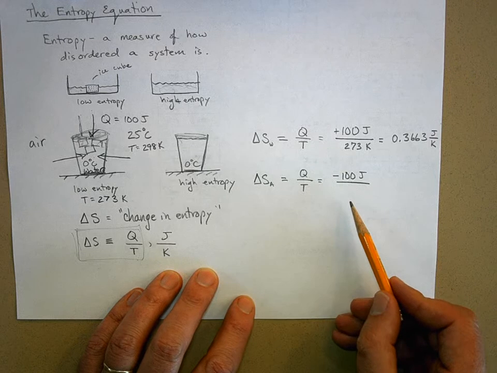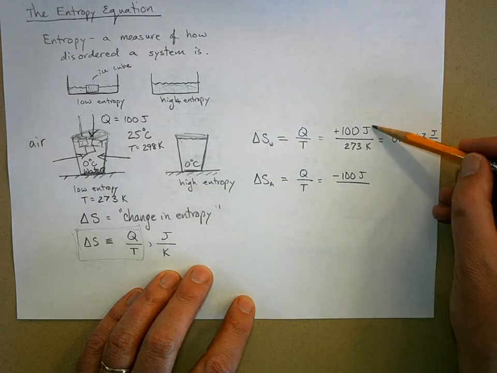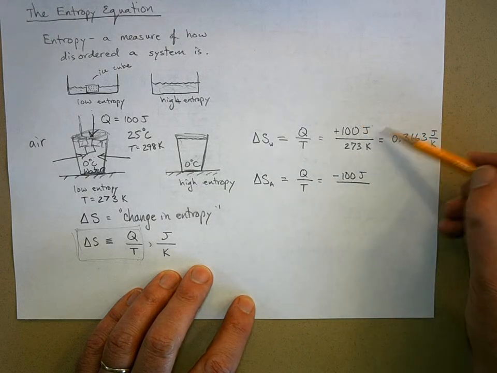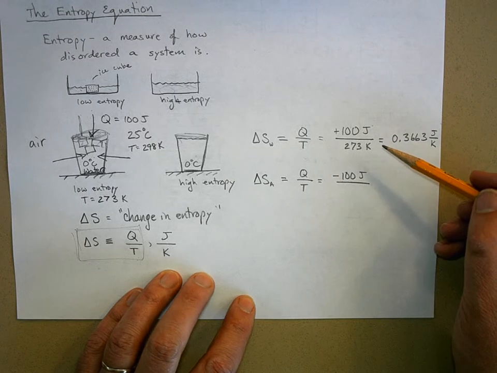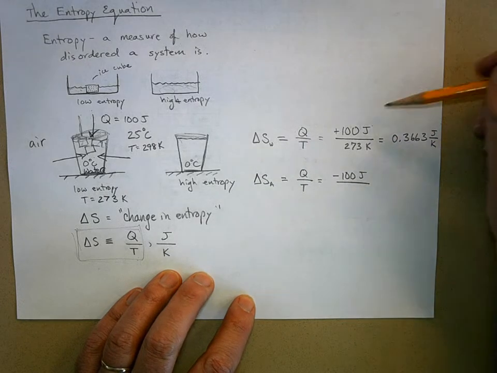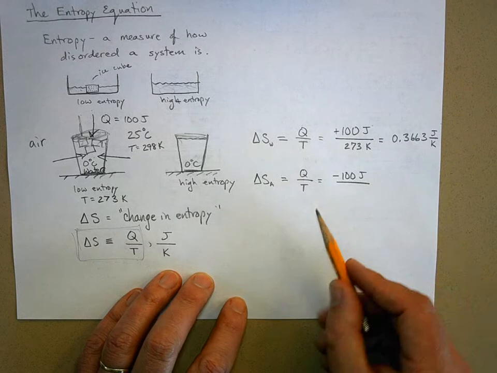Now, where did that energy go? It went into the water, and that's why this is positive 100. So we conserved energy there. We didn't lose any energy. It just transferred from the air into the water. And when I say the air, I mean the room.